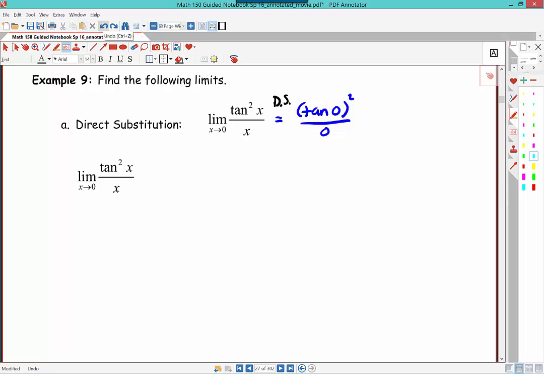Okay. So wherever we had an x, we plugged in a 0. And then what do we get for that? Good, tangent 0 is 0.